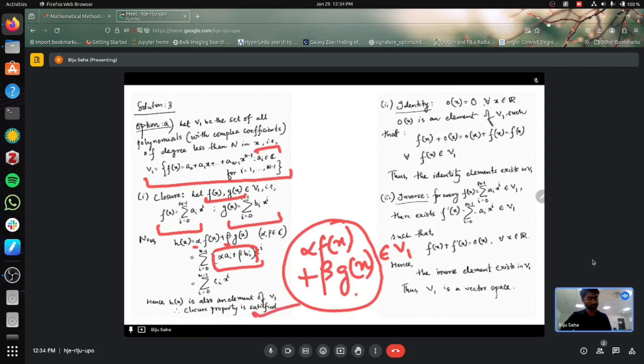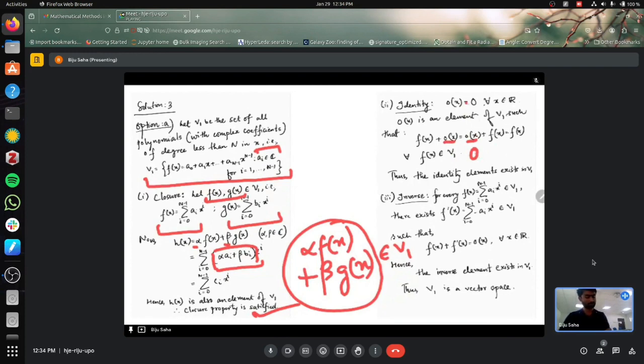Now the identity property: you have to add something so that you get back the original function. The only obvious choice is to add the value 0 to it so that you get back the original function.